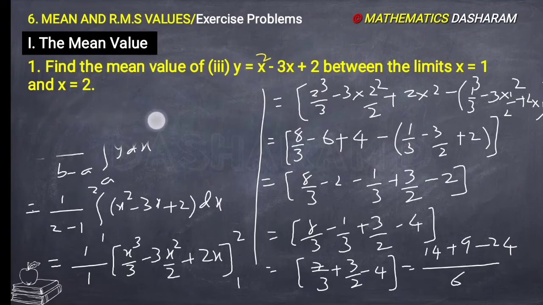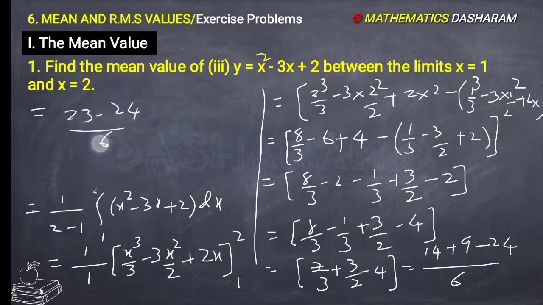So then it is equal to 14 plus 9 is 23 minus 24 by 6. So it is equal to minus 1 by 6, which is our required answer.